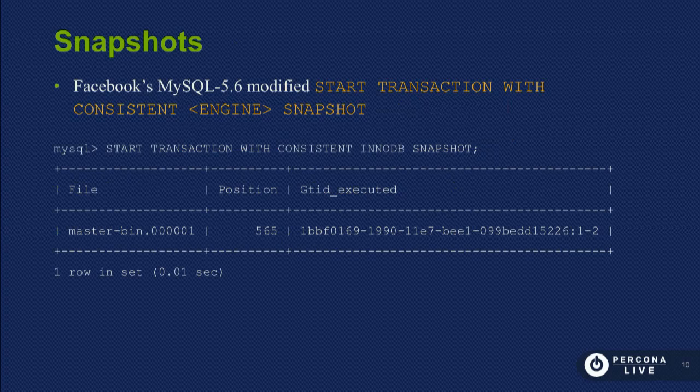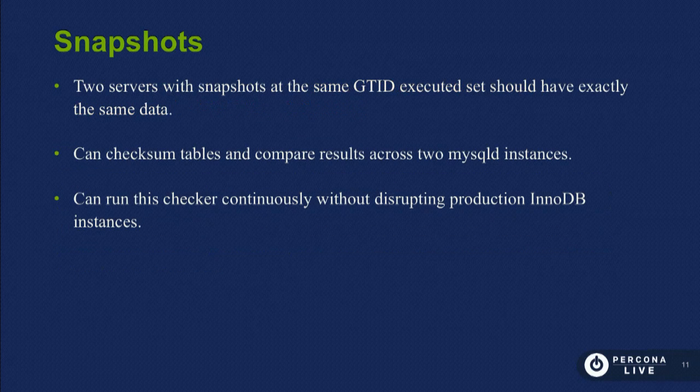Snapshots. This is actually being used by CPScale already. What we realized was that when we needed to do a backup, we added a modification to Facebook's branch of MySQL 5.6 to do a start transaction with consistent engine snapshot, and to also return back the GTID executed set for that snapshot. And the great thing about this is when you have two servers that have the same executed GTID set, they should technically be at exactly the same level of data to be returned back through repeatable read. You should see the same data whether on InnoDB or on MyRocks.